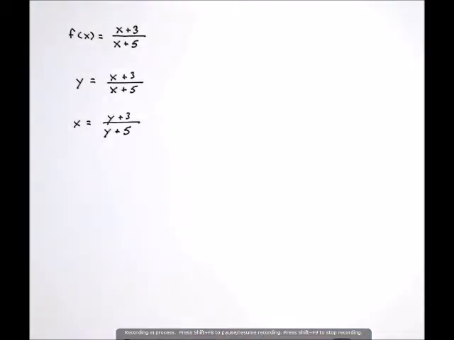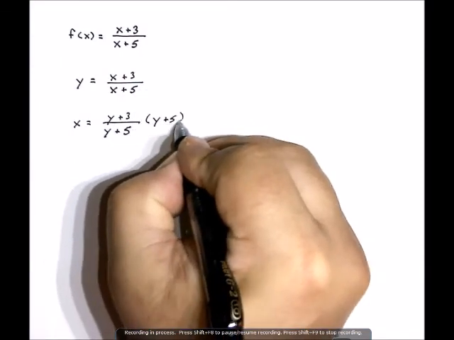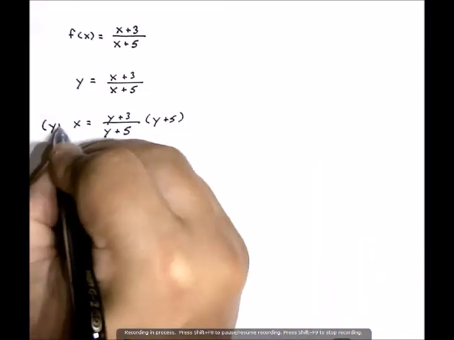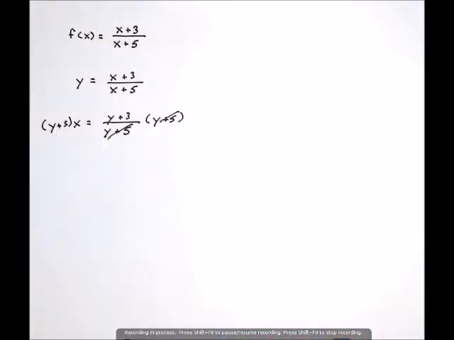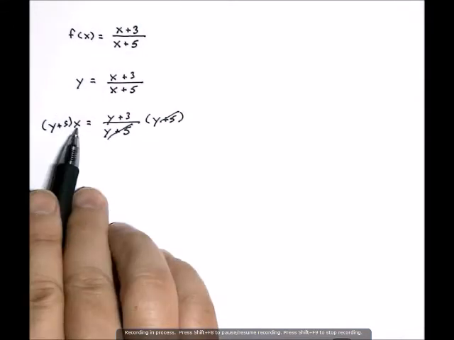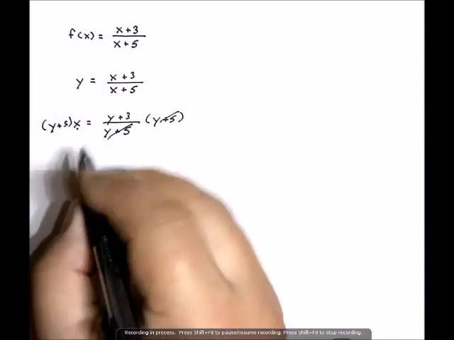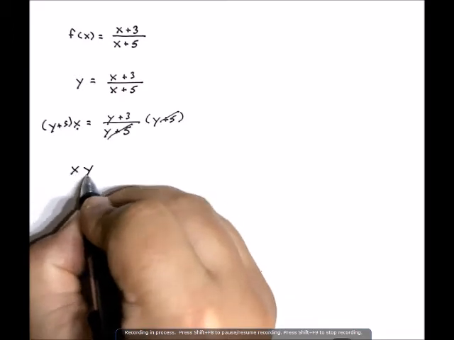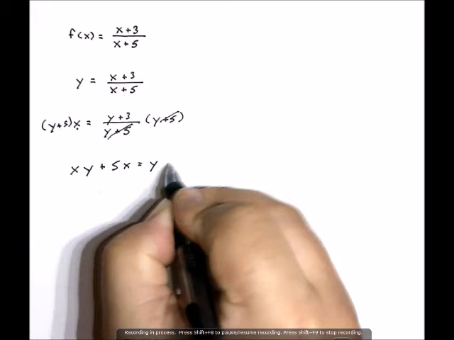And now I want to solve for y, but I have a problem. I have a y in the denominator. So what I'm going to do is clear the fractions by multiplying both sides by y plus 5. And on the right-hand side, that just cancels out. But on the left-hand side, I'm going to have to multiply the x times the y and the 5. So I get xy plus 5x equals y plus 3.